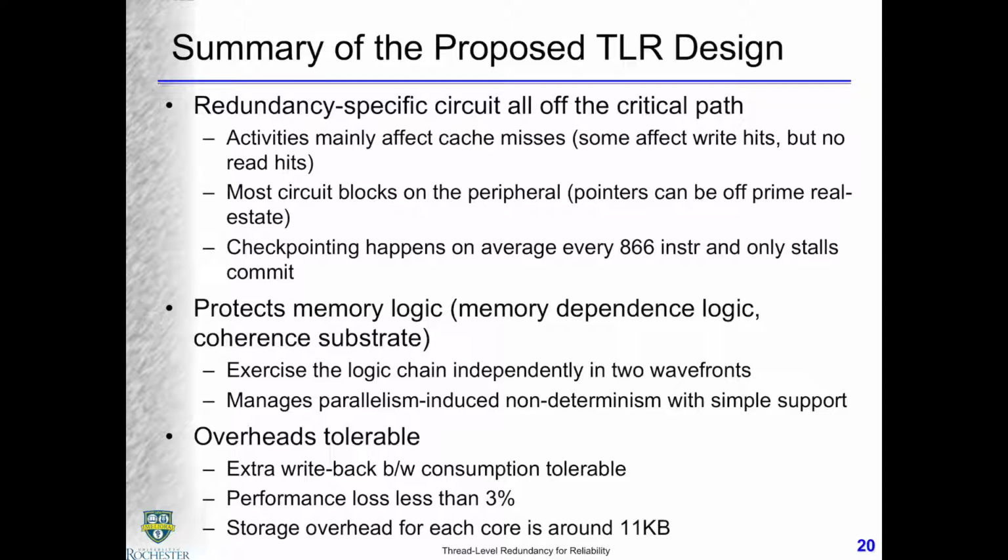You don't need to pass on values, which is very bad because any error that happens in the memory dependence logic and coherent substrate would not be checked. The overhead is pretty tolerable. The performance loss is less than 3%. Meaning, you do lose throughput. To run a redundant version of a thread, you need 16 processors. So you do lose that. There is no going around that. But if you do have the throughput, your execution speed is only impacted by less than 3%. And the storage overhead is rather small at about 11 kilobytes. So this is the way to do it.